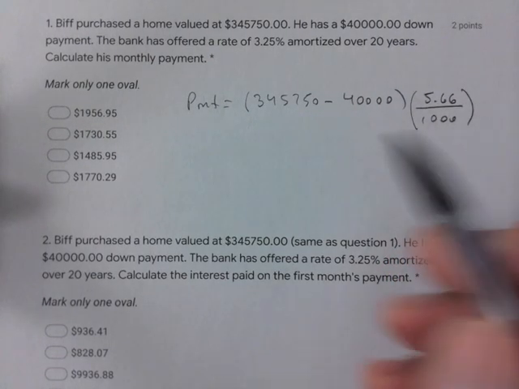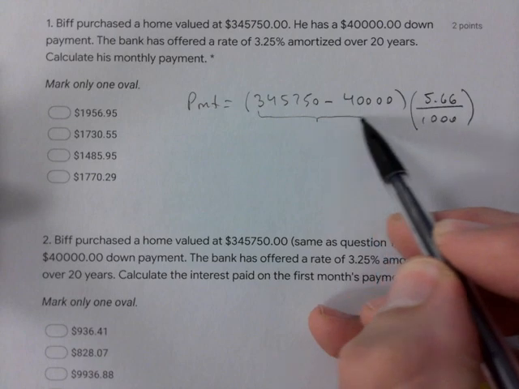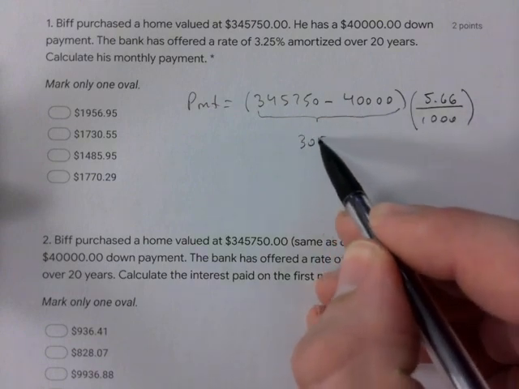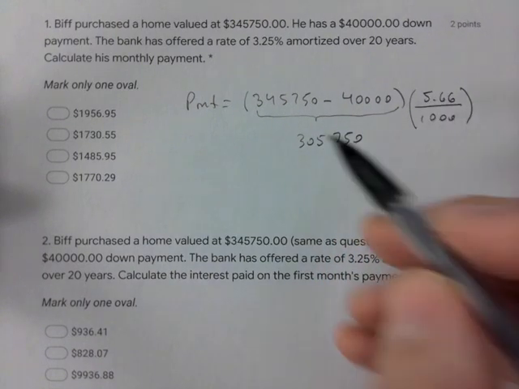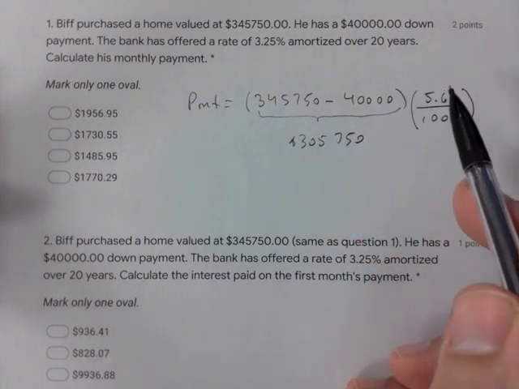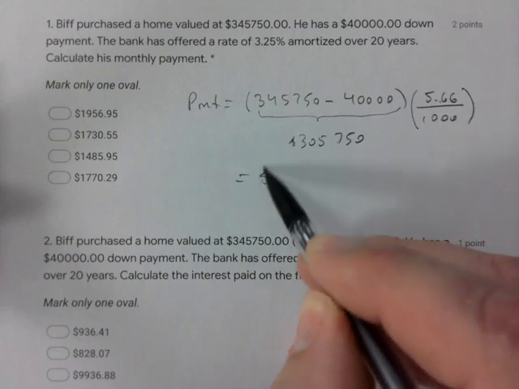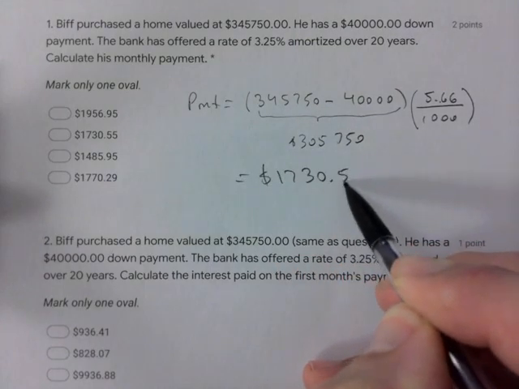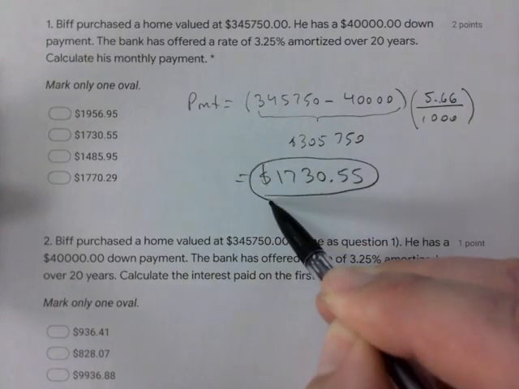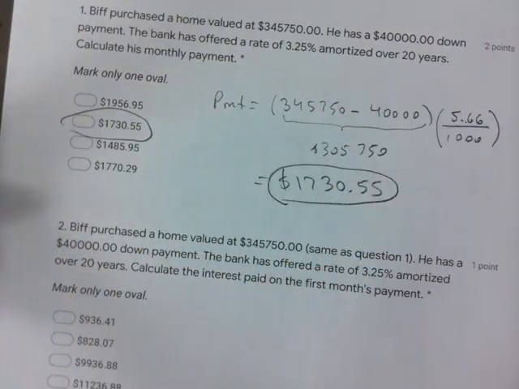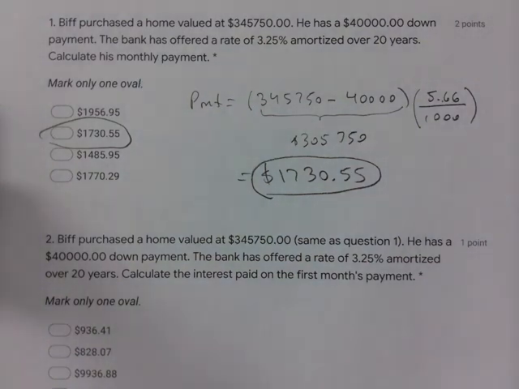5.66 is the rate, and this ends up being 305,750, right? So that's the loan that you're paying this rate on, and your answer is 1730.55. So that's the answer right there. I guess that's just to confirm you're on the right track, right? Yeah.